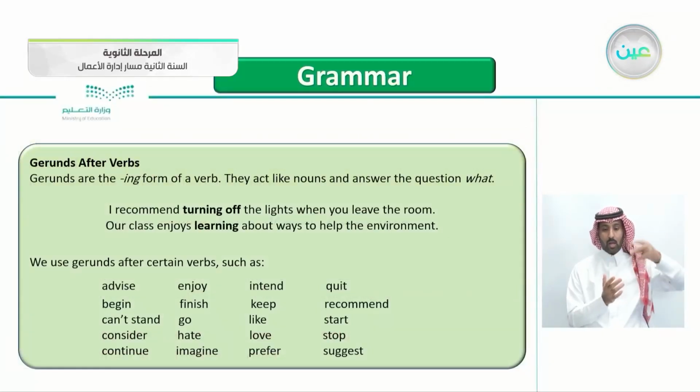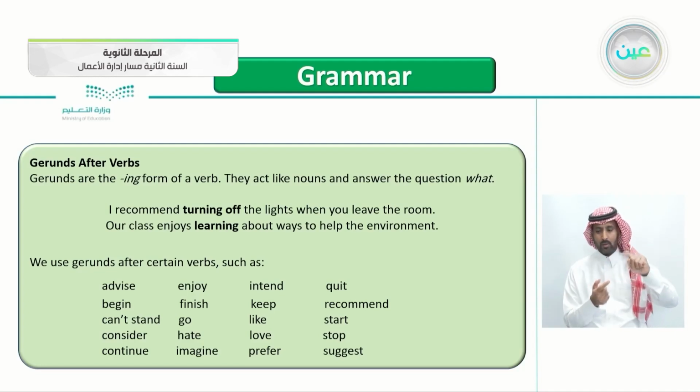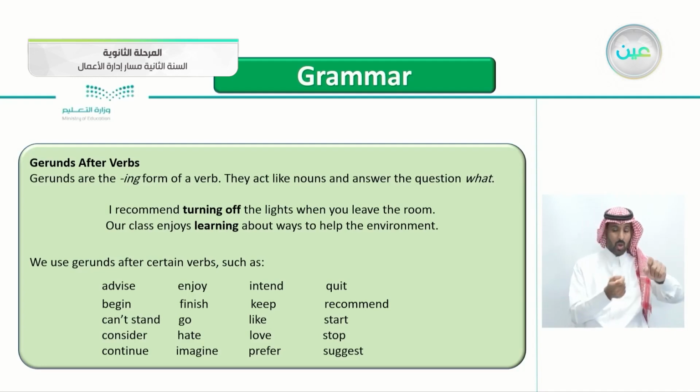Gerunds after verbs. Gerunds are the ing form of a verb. They act like nouns. So they are not nouns in themselves. They act like nouns and answer the question what. For example here, I recommend turning off the lights when you leave the room. So I recommend is the verb here, and turning off is the gerund. Our class enjoys learning about ways to help the environment.